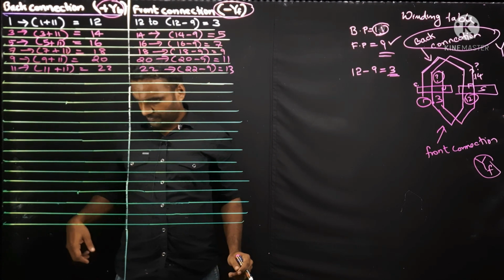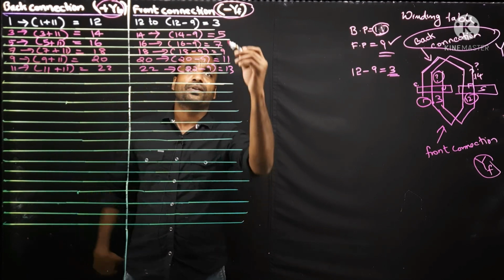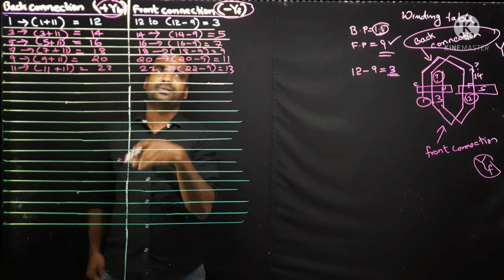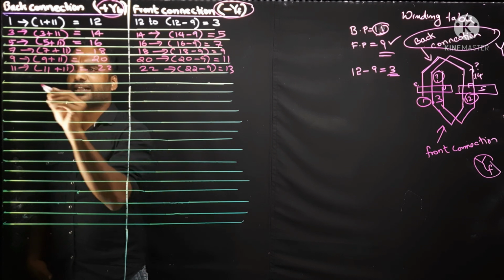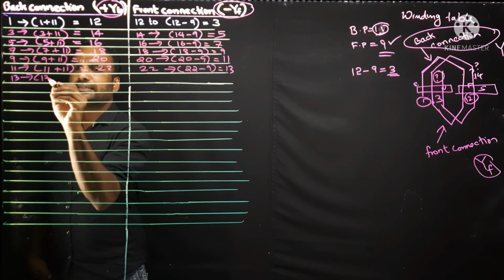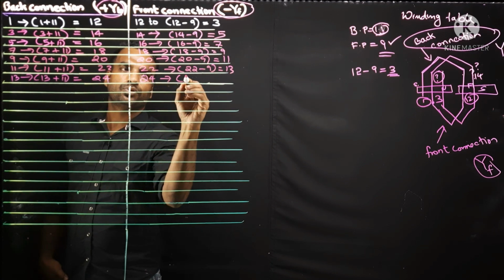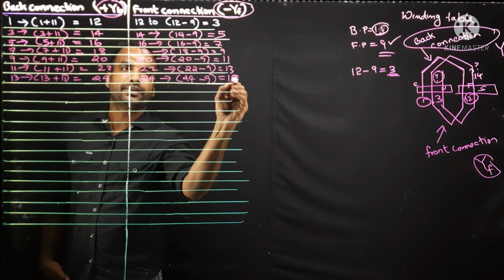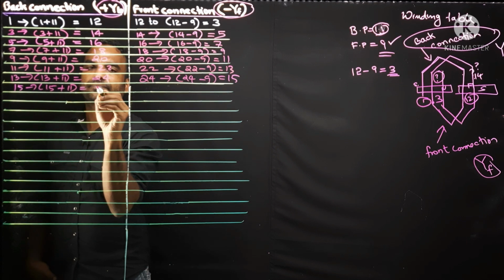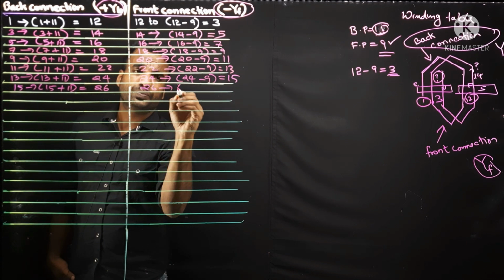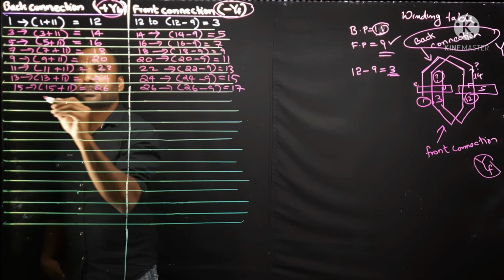You can just check. 12, 14, 16, 18, 20, 22, all differ by a value of 2. 3, 5, 7, 9, 11, 13, like that. Even numbers and odd numbers are coming. Okay. Now we are starting at 13. 13 to 13 plus 11 is 24. And 24 to 24 minus 9 is 15. 15 to 15 plus 11 is 26. 26 to 26 minus 9 is 17.